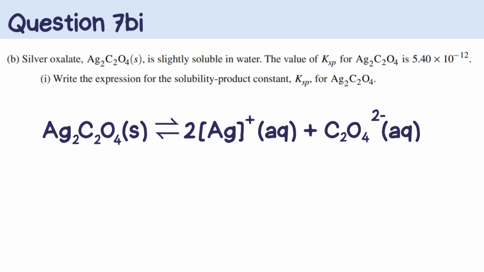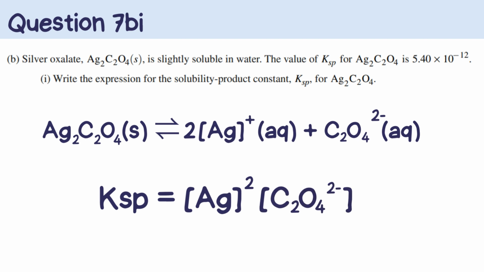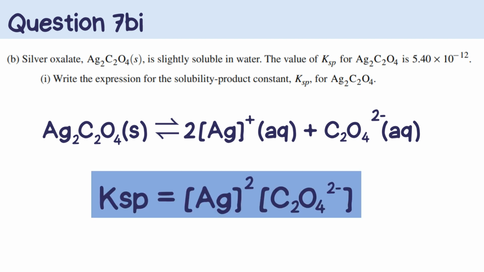Now, using this, let's find the Ksp expression, which will be the silver ion concentration in brackets squared, because of the coefficient of 2 in front, times the oxalate ion concentration in brackets as well. That will be the final answer for the Ksp expression.